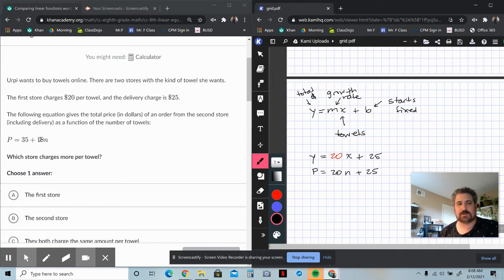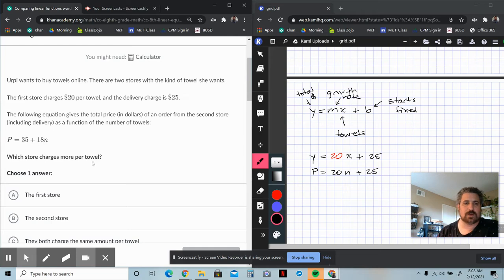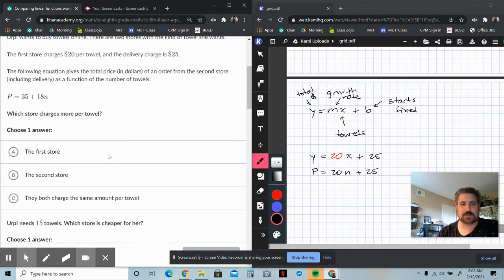These are the two equivalent equations, store one and store two. It says, which store charges more per towel? Well, the 18 is the multiplier here, so they're charging $18 for every towel. And over here, we're charging $20 for every towel. So store two charges less per towel, and store one charges more. So the store that charges more per towel is store one.